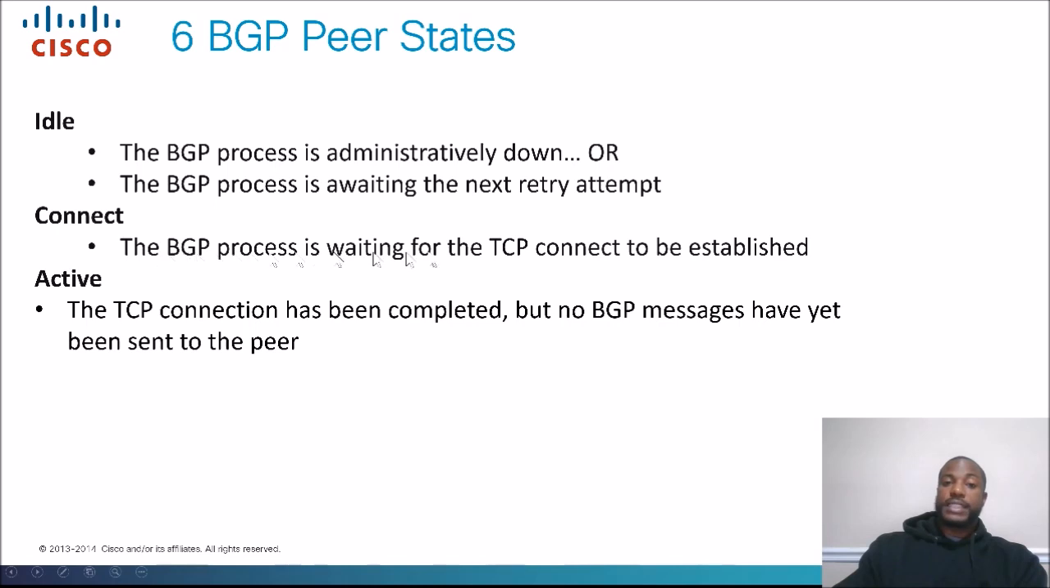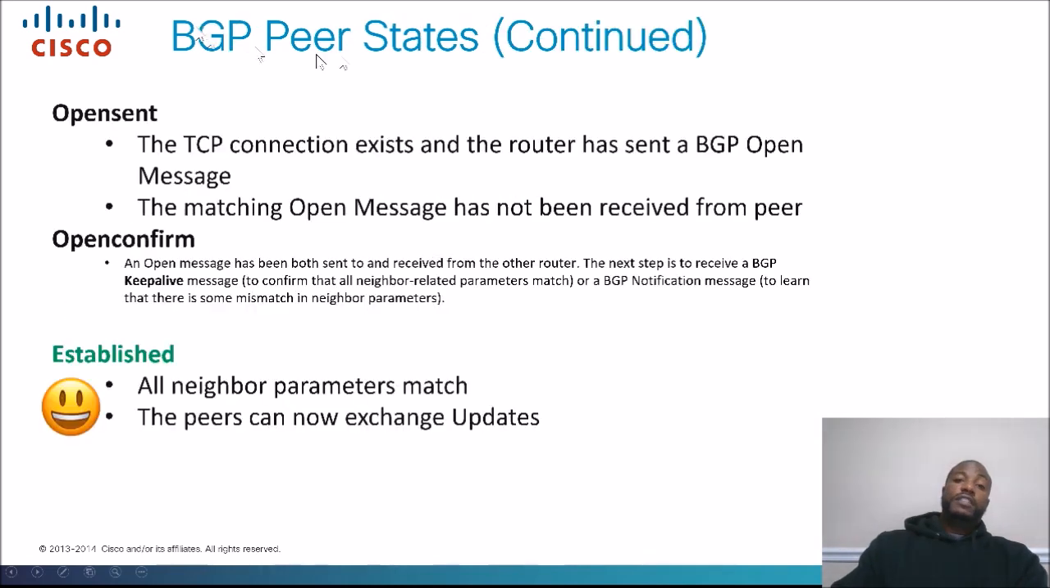The BGP process again waits for the TCP connection to be established, and then it goes to active. TCP connect has been completed, but no BGP messages have been sent to the peer. We don't really want to see active either, but we know that at least we're halfway there. This is what we like to see.